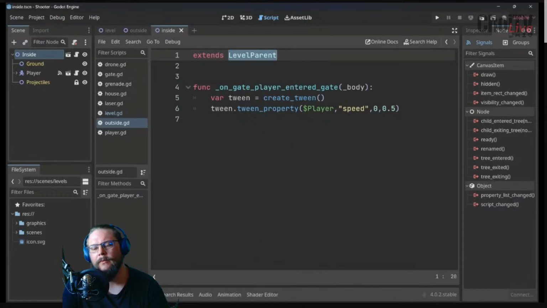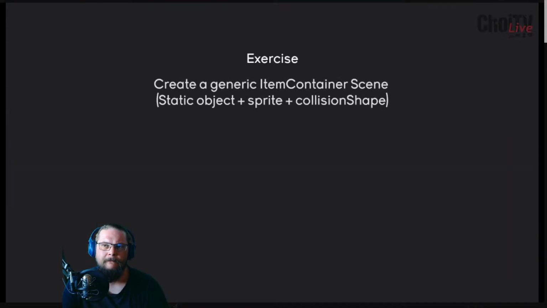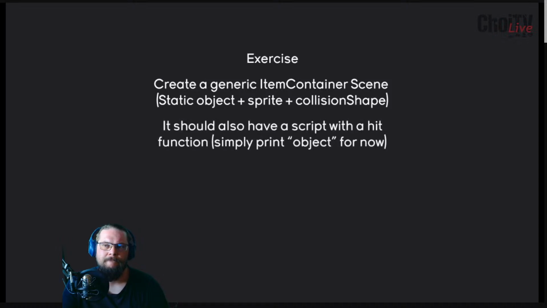Now this is incredibly important to understand, so I really want to do an exercise. I want you guys to create a generic item container scene. This should just be a static object, a sprite, and a collision shape. It should also have a script with a hit function. So if a laser collides with it, you are printing something. This could be literally anything. Let's say for now, you should be printing the word object.